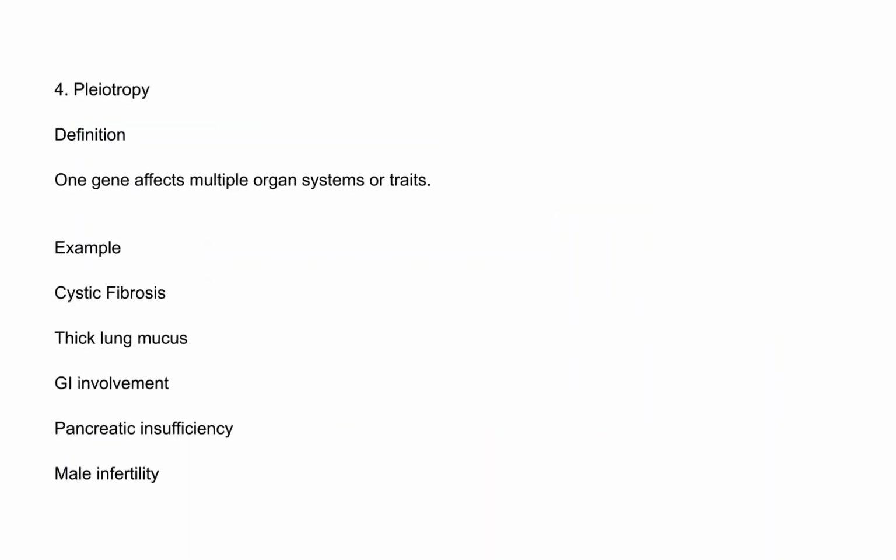Fourth genetic term is pleiotropy. What is pleiotropy? Its definition is one gene affects multiple organ systems or traits. Examples of pleiotropy are cystic fibrosis: thick lung mucus, GI involvement, pancreatic insufficiency, male infertility. These are examples of pleiotropy, where one gene affects multiple organ systems or traits.